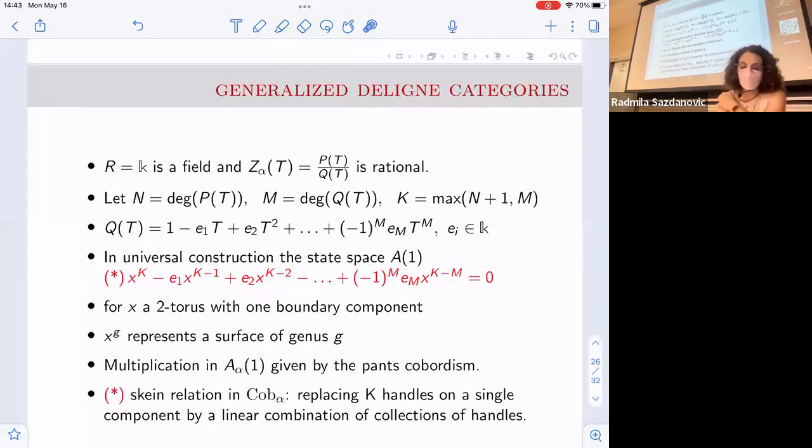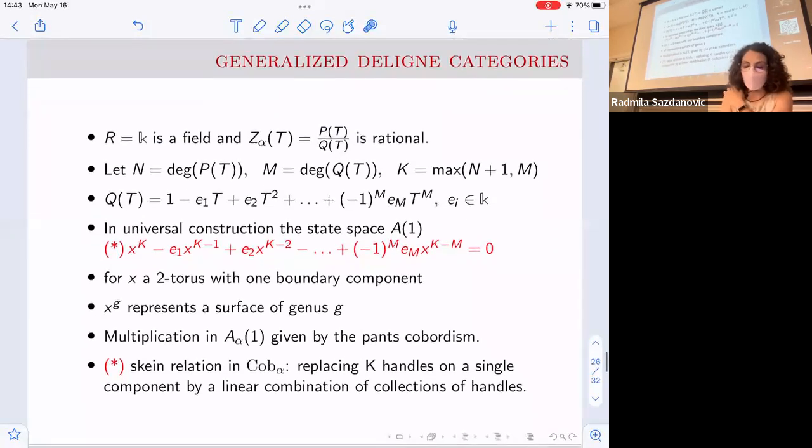So now what happens when we fix a field and we fix a rational function? So I know that my morphism spaces are going to be finite dimensional. So let me take a closer look into how this function looks. So I have a numerator and a denominator. And let's say that the corresponding maximal degrees are n and m, and let's denote by k the maximal degree of n plus 1 and m. So in particular, what it means is that the denominator has some form like this, right? It's capital T, my formal variable, to some power of m.